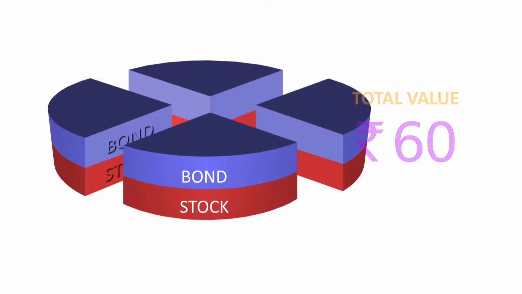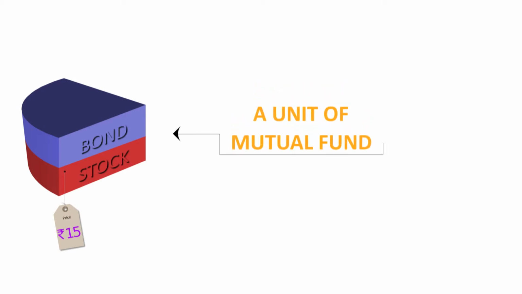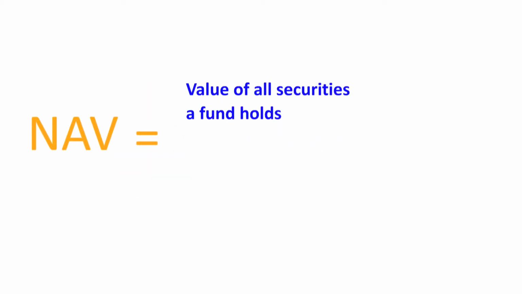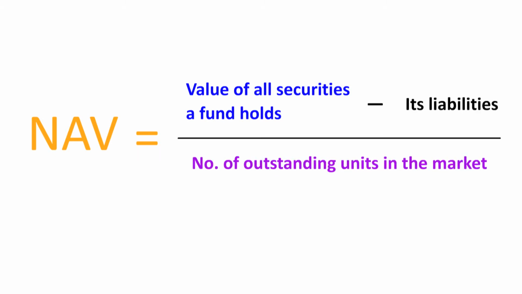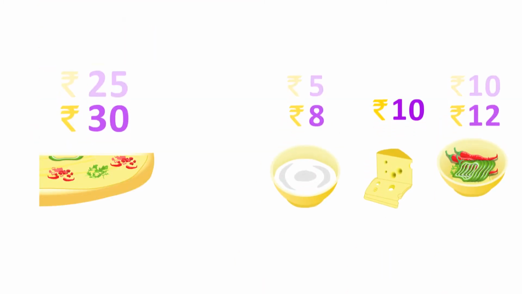A mutual fund works on similar principles. Instead of flour, cheese and vegetables, its constituents are stocks and bonds. Just like a pizza is sliced into pieces, a mutual fund is broken up into units. The price of each such unit of a mutual fund is its NAV. NAV is equal to the value of all securities a fund holds minus its liabilities, divided by the number of outstanding units in the market. The price of a pizza slice may change if the prices of its ingredients change.